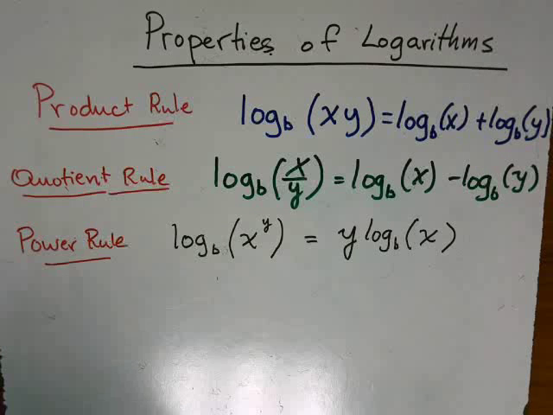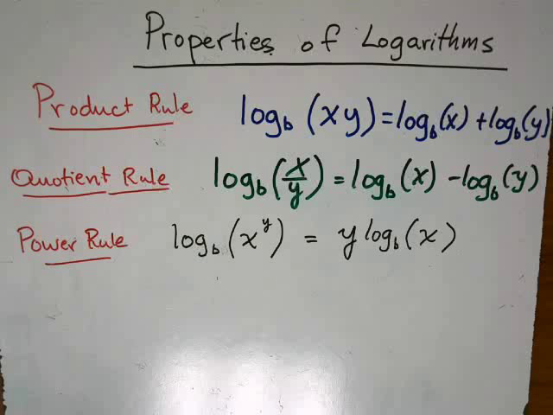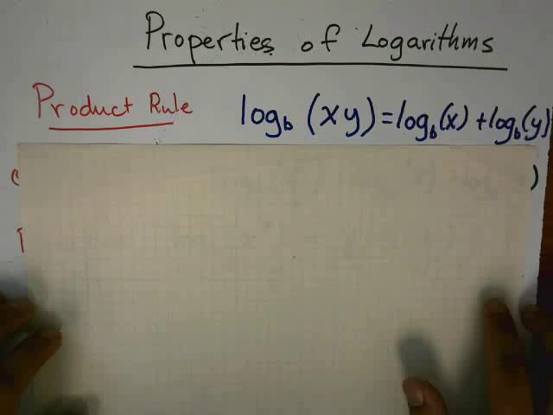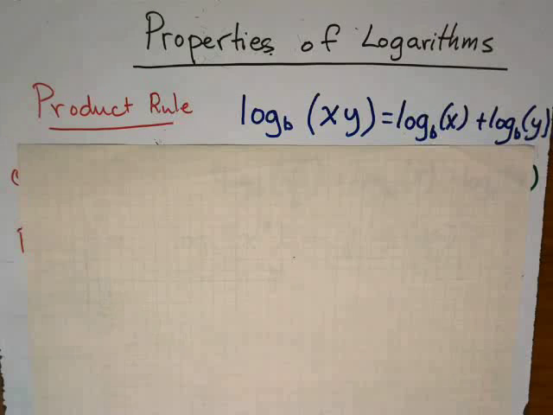Okay, so what we have today are properties of logarithms, and these are the first three properties that we're going to work with. They are the product rule, the quotient rule, and the power rule. So let's look at these properties one at a time. Let me just cover this other stuff up, and let's look at the product rule and try to get a sense of what that really means.